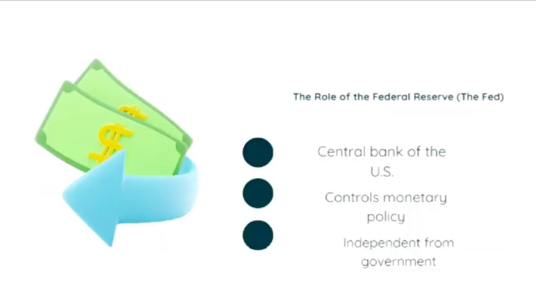Next, let's look at the role of the Federal Reserve, often just called the Fed. The Fed is the central bank of the United States. It's independent from the federal government, meaning politicians can't directly tell it what to do. Its main responsibility is to conduct monetary policy as well as regulate banks and ensure financial system stability.